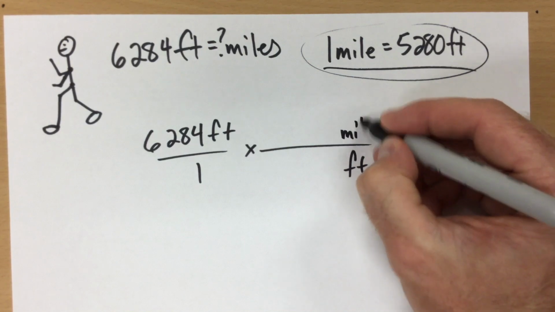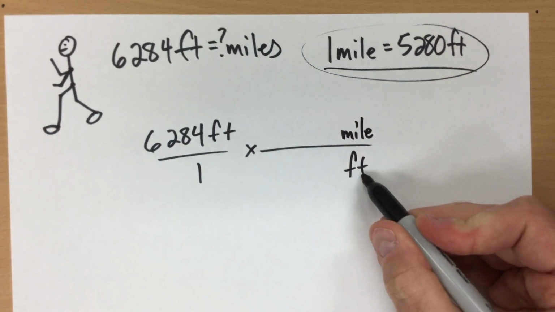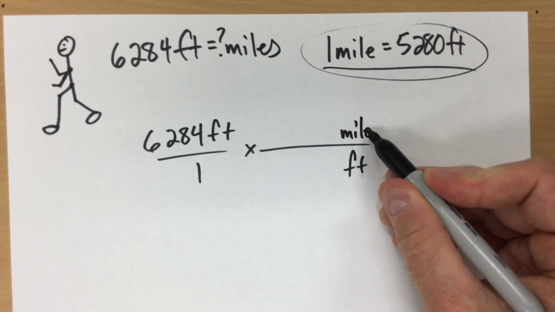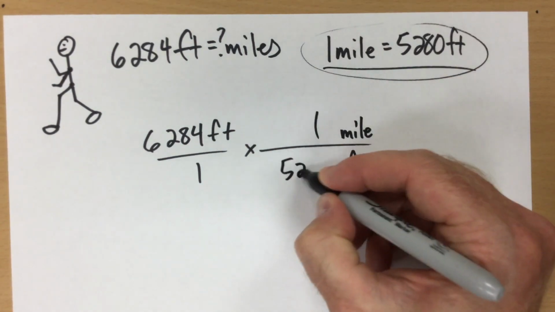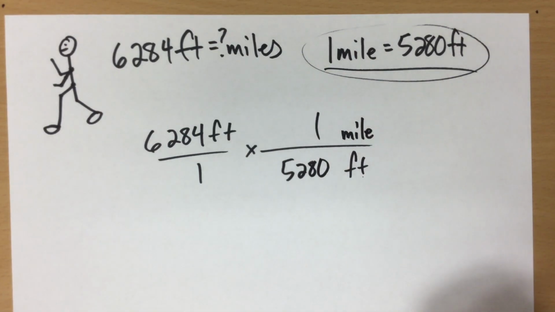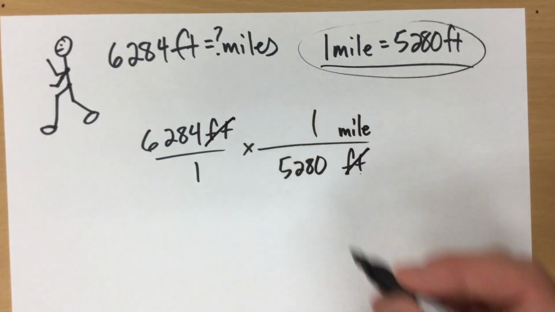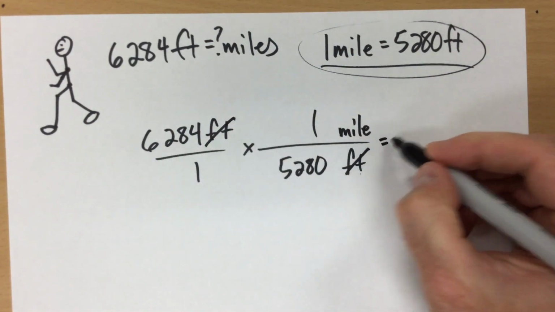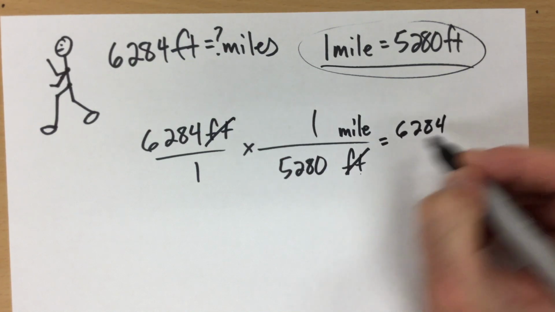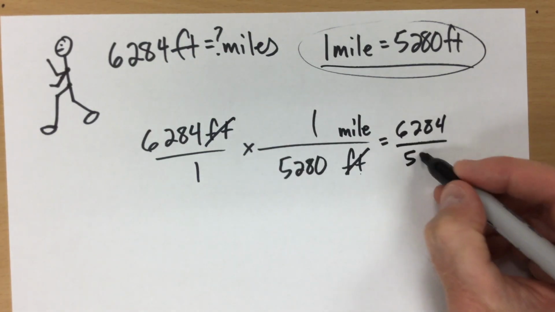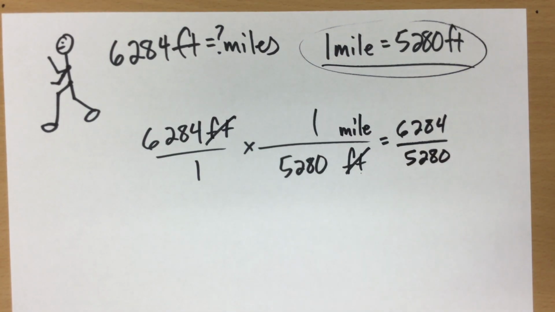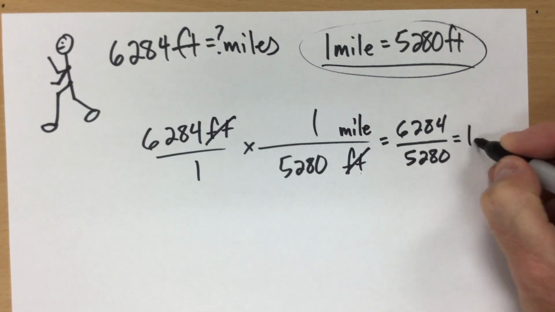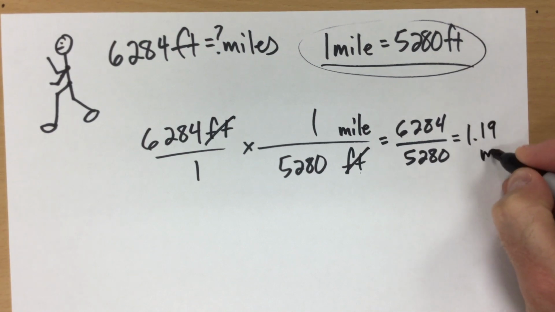I always like to think, what am I trying to get rid of? Store it in the basement. What am I trying to turn it into? Bring that upstairs. Here's my conversion factor. 1 mile is the same as 5,280 feet. Now I can cancel out both my feet. I multiply across the top, I get 6,284. Multiply across the bottom, I get 5,280. And now I get to do one of my favorite things in all of science and math. I get to divide. And I get 1.19 miles.